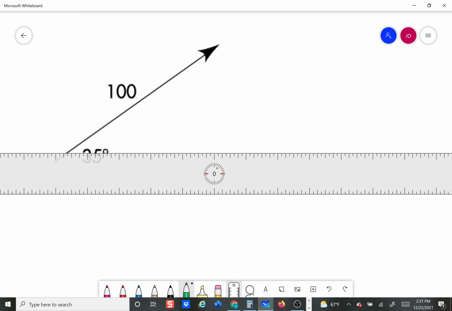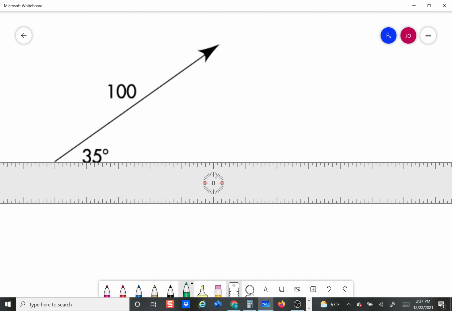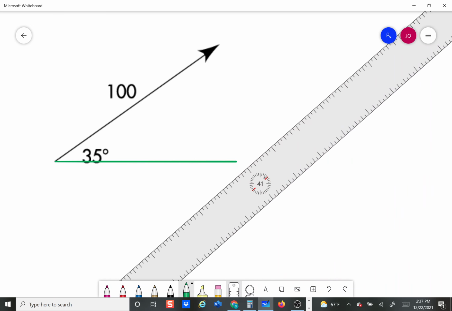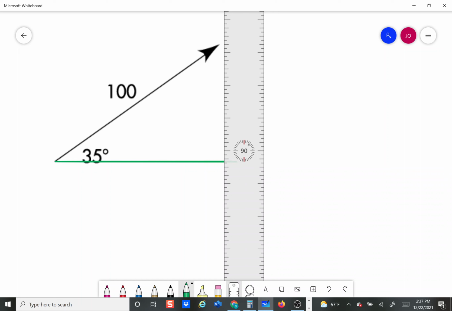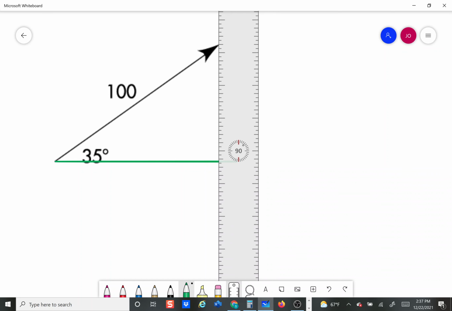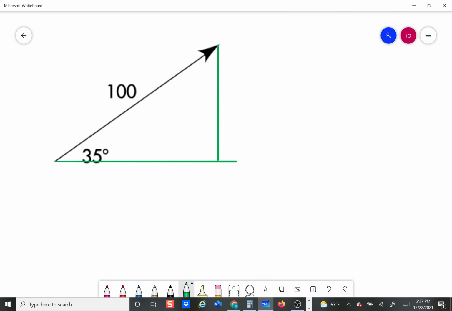I think I can do this. So I've got this here. And I'm going to go to this point right there. All right, and how good can I get that? Can I get pretty close? There we go. So I want to find out what my x value is and what my y value is.